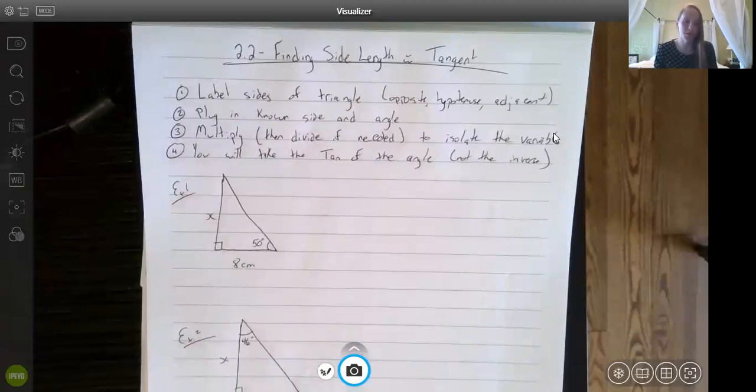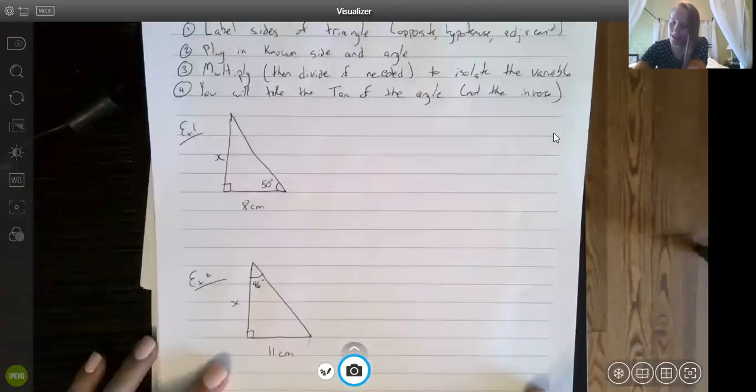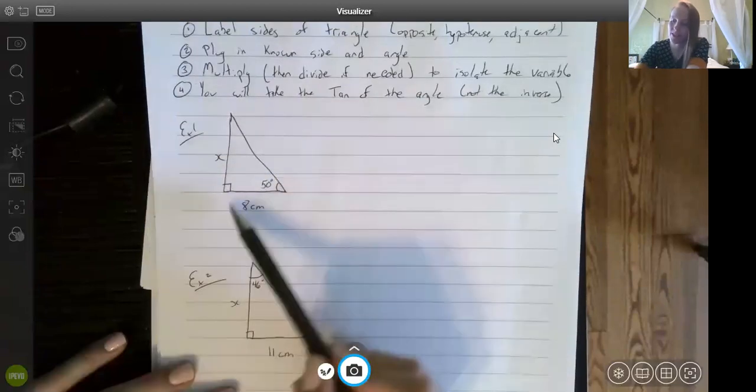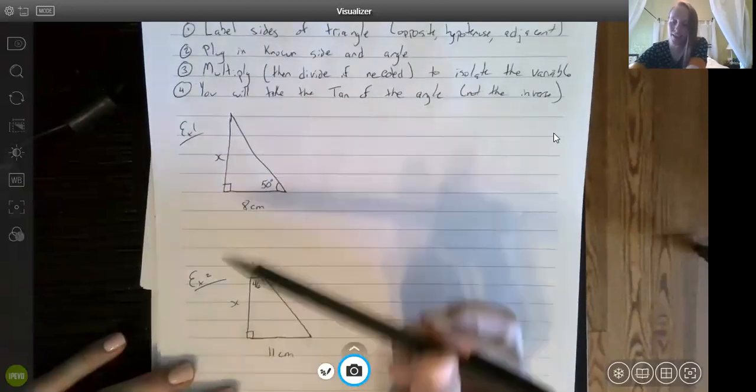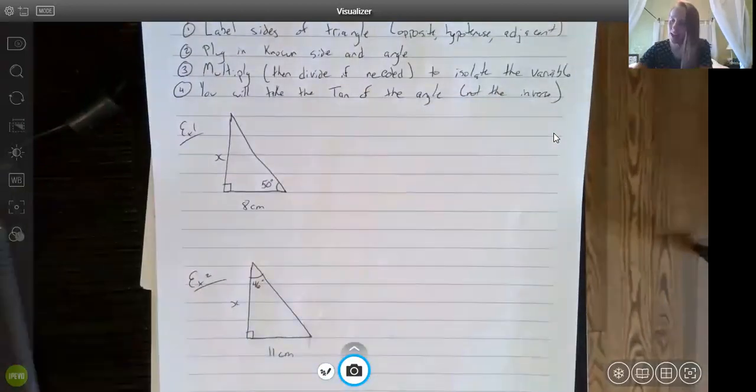So it's pretty straightforward. We're just going to go through two different examples depending on which side it is that we're looking for, and that's it. So in the first example here, I've given you an angle of 50 degrees. I've told you that one of the sides is 8 centimeters and the other is the one that we're looking for. So step one, of course, label our sides.